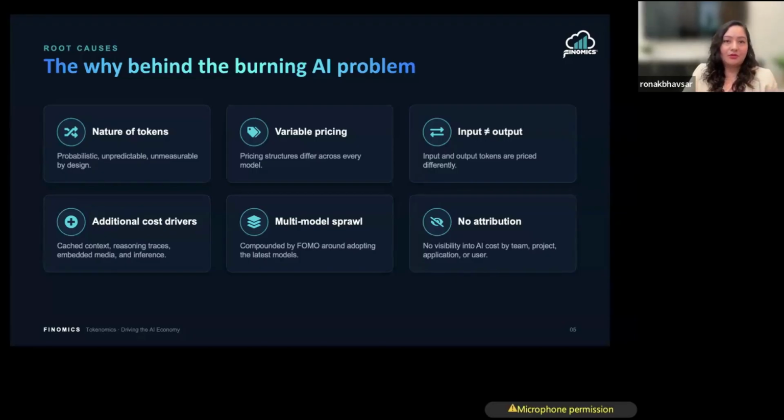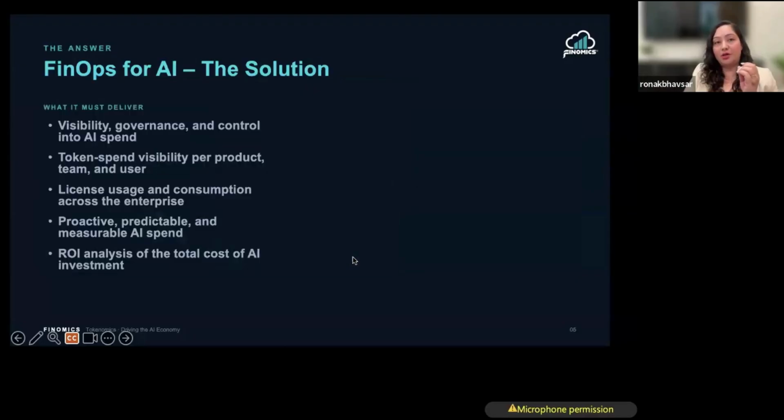So we looked at what a token is, what tokenomics is. We went through the burning AI problem currently in the industry and the why behind it as well. And now we are moving towards understanding the solution, right? What's the solution to this problem? What does it look like, right?